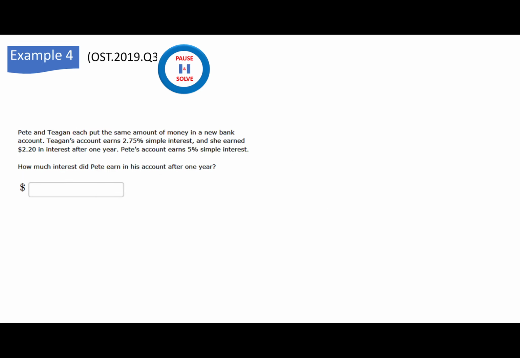Example 4. Pete and Tigan each put the same amount of money in a new bank account. Tigan's account earns 2.75% simple interest, and she earned $2.50 in interest after 1 year. Pete's account earns 5% simple interest. The question is, how much interest did Pete earn in his account after 1 year?